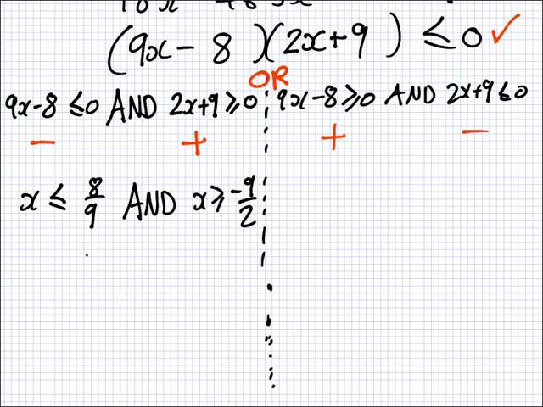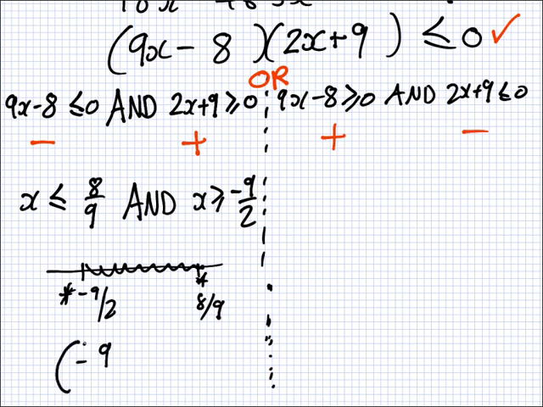So, as a set, what would that be? You can picture it on the number line here. X needs to be more than minus 9 over 2, and it has to be less than 8 over 9. So it's all the numbers in between. As a set, you can write it like this: minus 9 over 2, comma, 8 over 9.